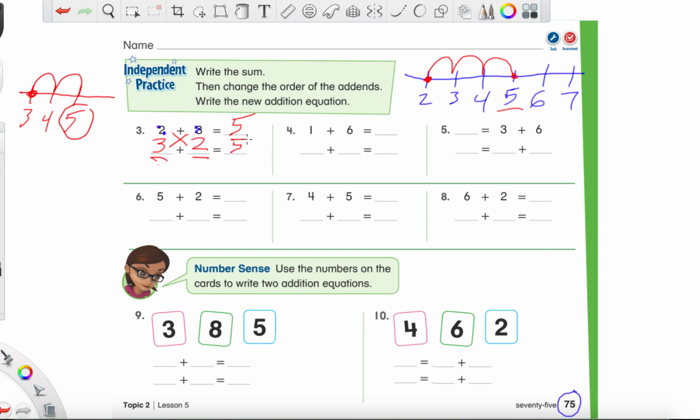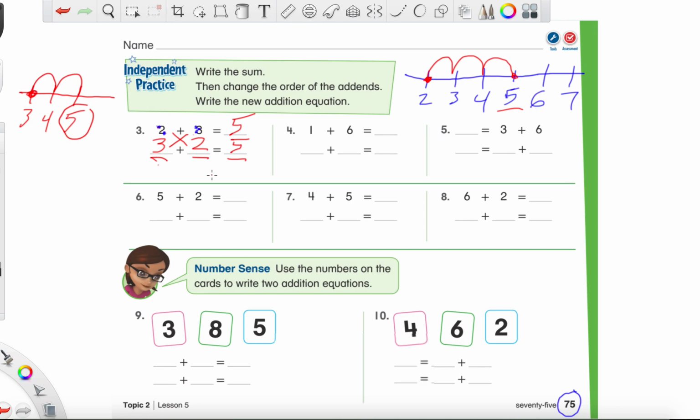So if you know that your first answer is correct, after you switch the numbers around, they will come out to the same total. I promise. If they don't, you need to really check to see where you might have made a mistake. Okay? It never hurts to double check your work.